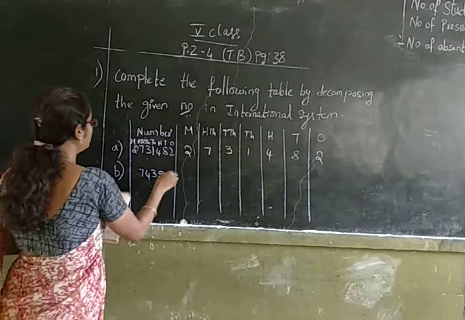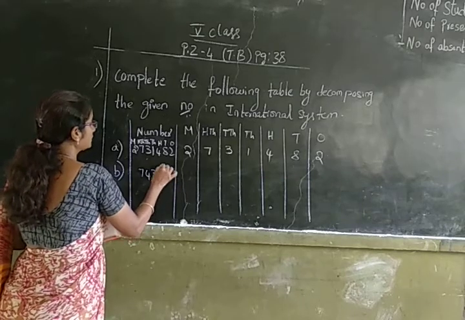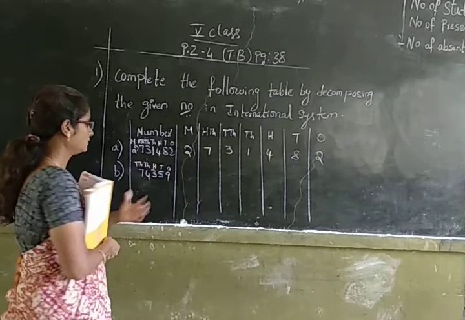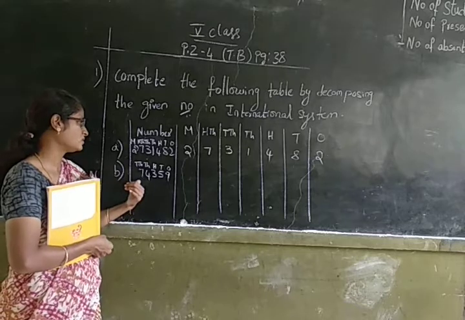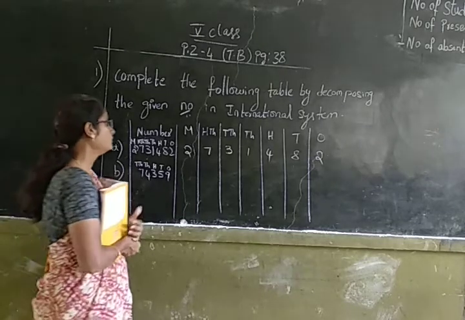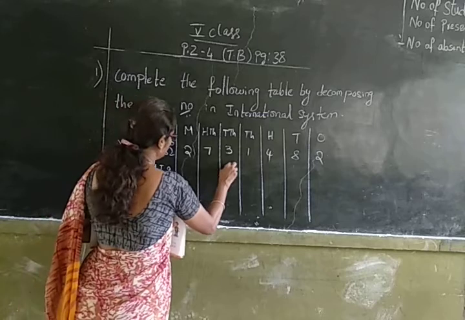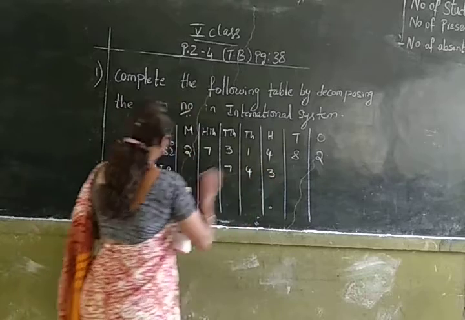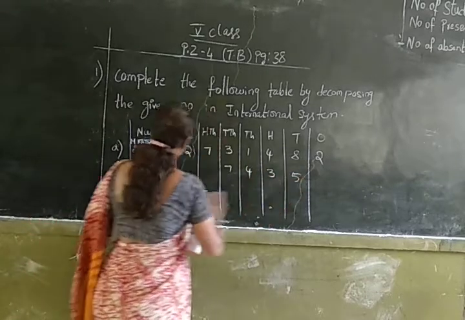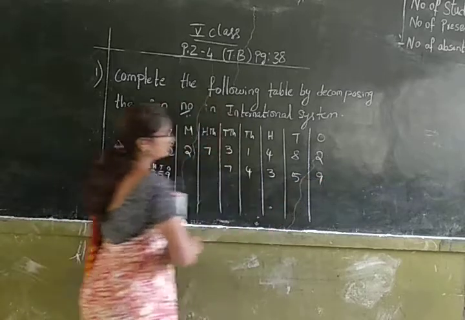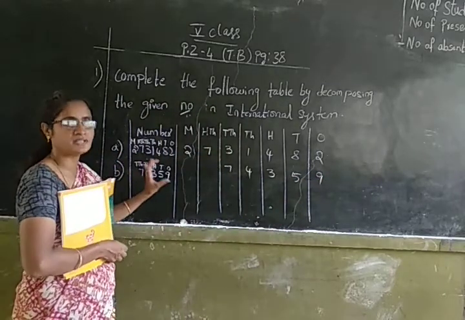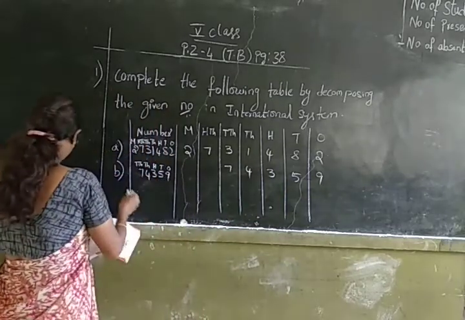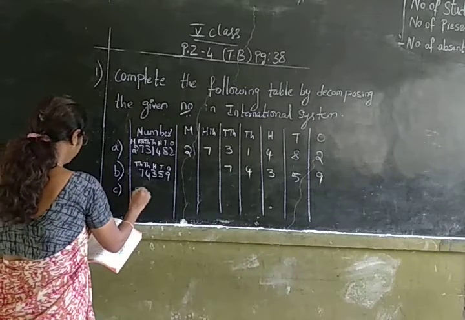So first let us write down the places for this number. Ones, tens, hundreds, thousands, 10,000s. So this number is starting from 10,000s place, so I should start decomposing from 10,000s place. So I am writing 7 in 10,000s place, 4 in thousands place, 3 in hundreds place, 5 in tens place, and 9 in ones place. Did you understand children? Here first I have written the places, then I have decomposed the number according to its places. Okay. Now let us do the next sum.